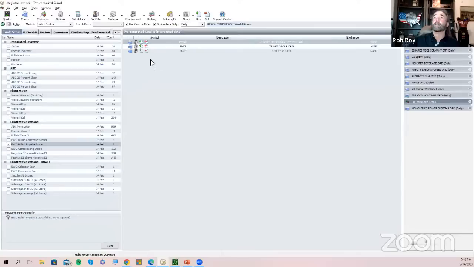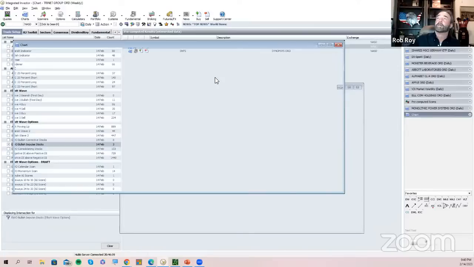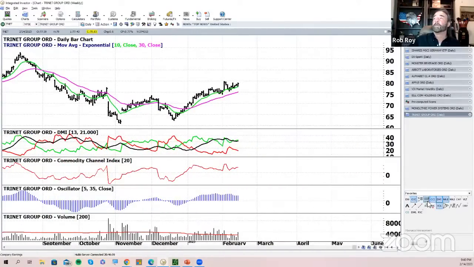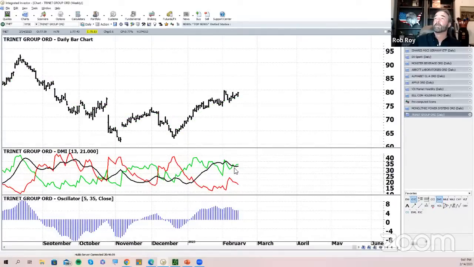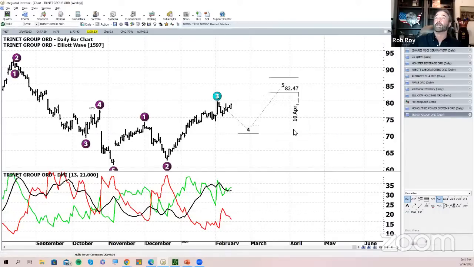We'll go back and look at the other 2. TriNet. Not super familiar with this one. And decent looking DMI there too. Not quite as good looking as the MPWR one. Let's take the oscillator off of there as well. And trying to curl back to the upside. Looks like we're trying to regain separation there. That doesn't look too bad either.